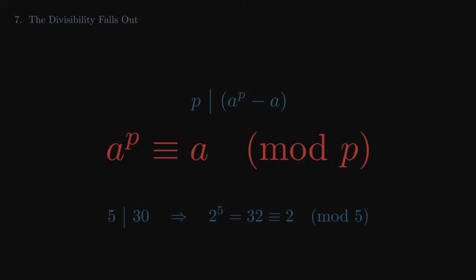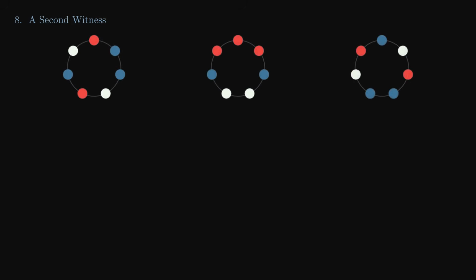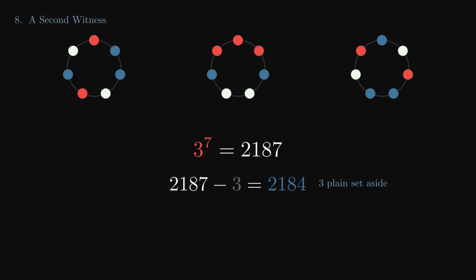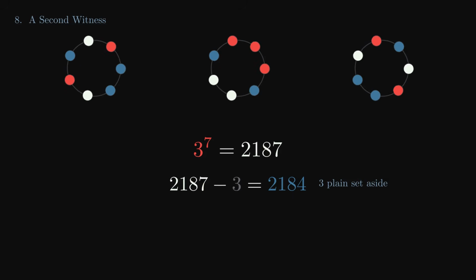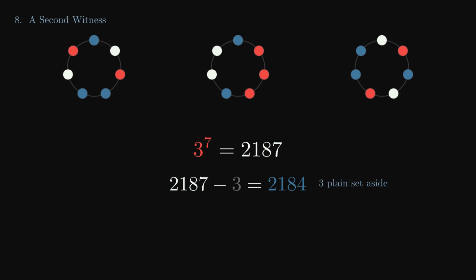A proof deserves a second look with fresh numbers. So let us run the whole machine again on a different case, quickly. Take 3 colors this time, and a strip of length 7. The number of strips is 3 to the 7th, 2187. 3 of those are plain, 1 solid block of each color, so we set aside 3 and keep 2184 mixed strips. 7 is prime, so the argument from before applies without a single change.